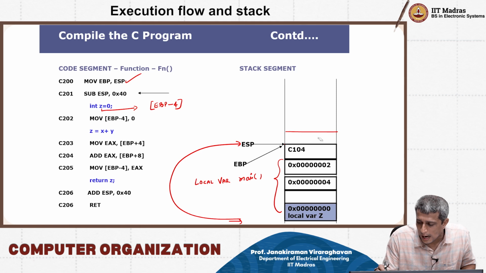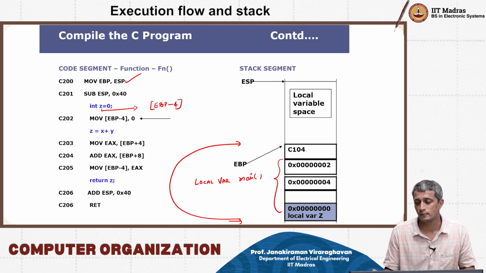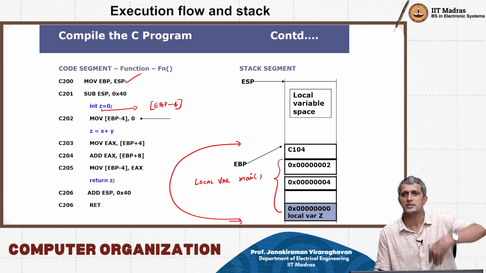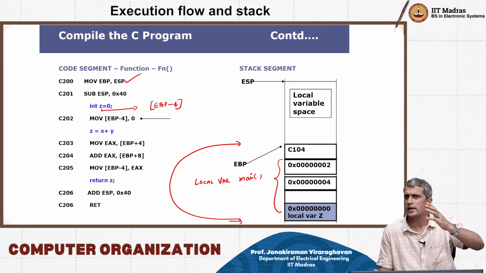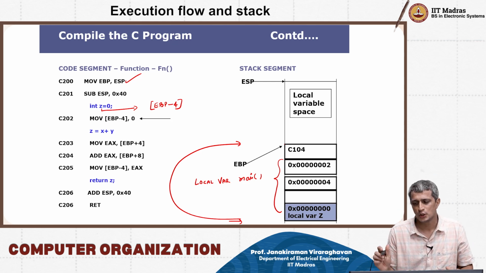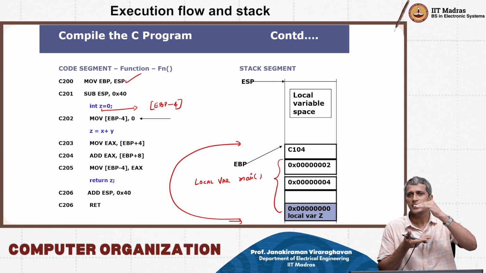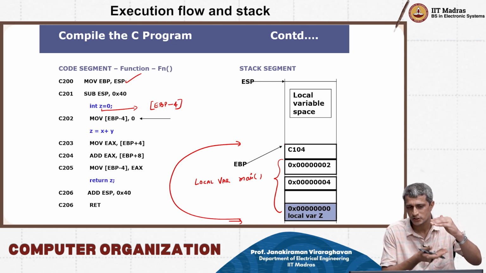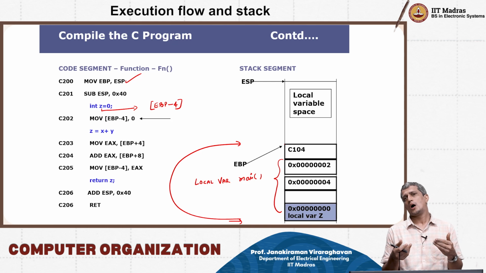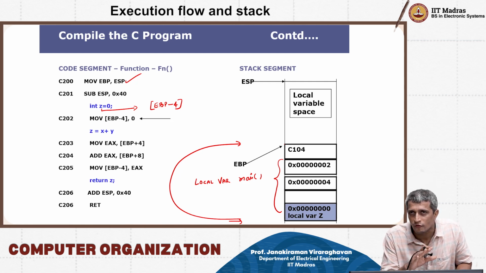Therefore I need to do some allocation of local variable space, and that is exactly what this sub ESP, 0x40 is doing. You are moving the stack pointer out so that any call, push, pop, whatever you do, will happen above this space. So you are allocating a block of memory in the stack which says this is local variable space meant for this function fn. Now who decides whether this subtraction should be 0x40 or 0x64 or 0x100? That is taken care of by the compiler.